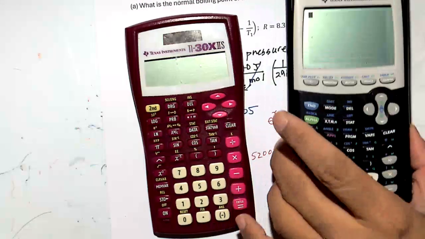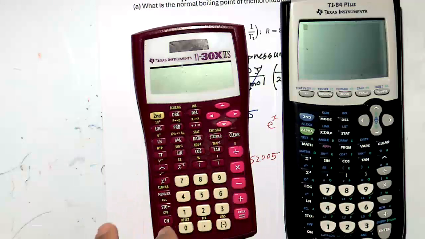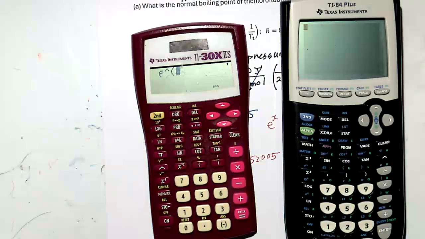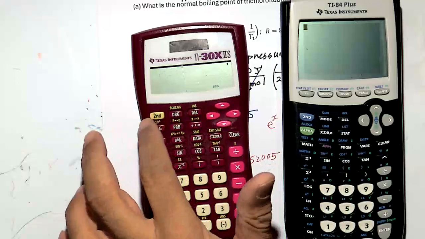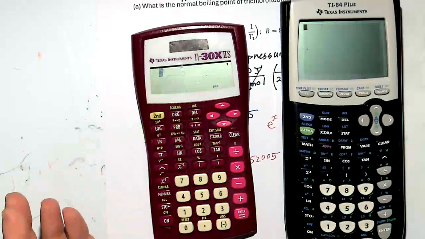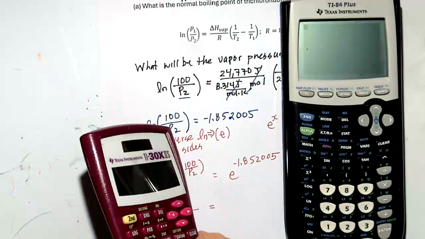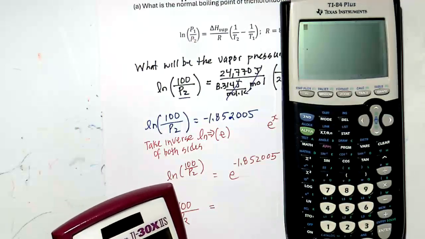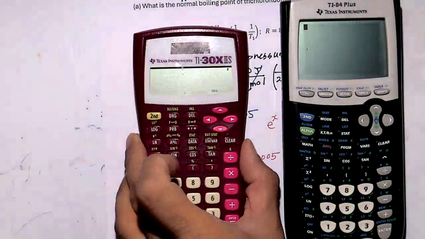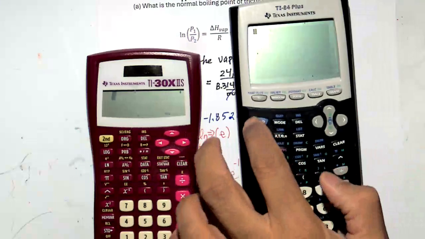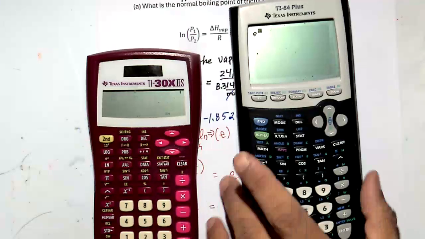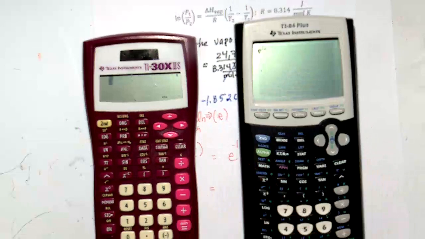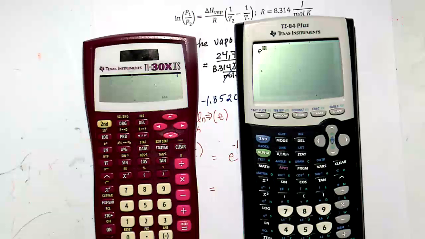Okay, in most calculators, it's the second to the natural log. Second inverse or second or shift natural log, because you're not taking the natural log. You are taking the inverse natural log, which gets it out of the natural log. Second natural log e.